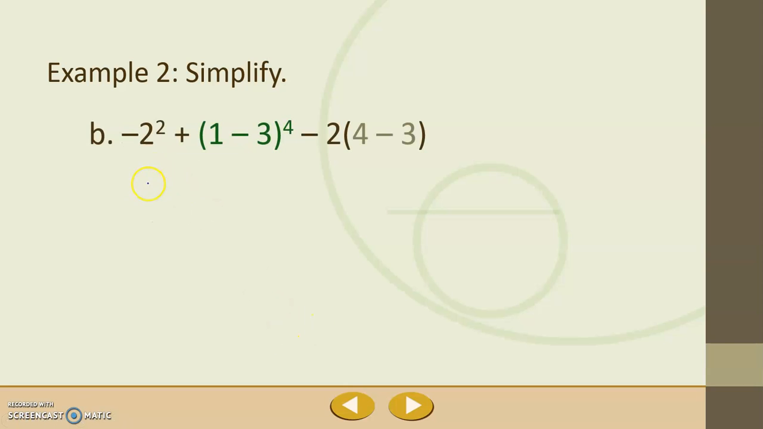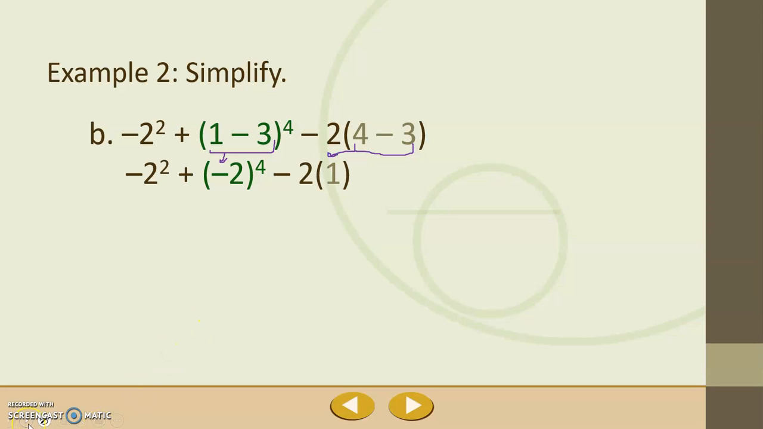And take a look at this one. We have negative 2 squared plus 1 minus 3 to the 4th power minus 2 times 4 minus 3. Now we do have several things in parentheses or grouping symbols first, so let's take care of those. 1 minus 3 simplifies down to negative 2 here, and 4 minus 3 simplifies down to 1 here.